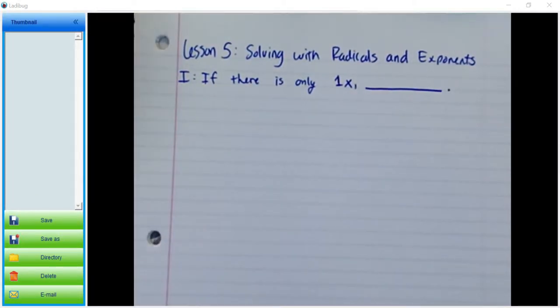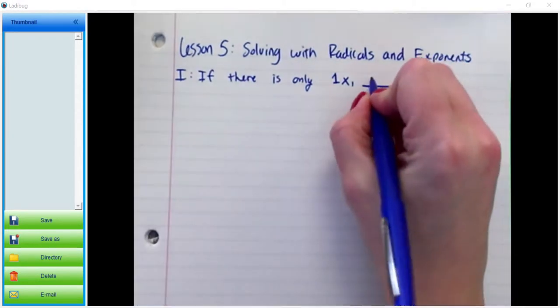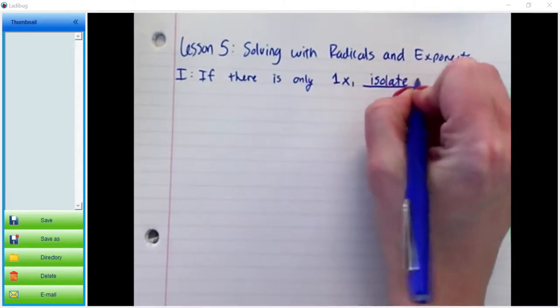Okay, so first thing we're going to do, we have two categories we're going to look at. The first category is if there's only one x in the equation, how do you solve? It's a general description. If you see only one x in the equation, what do you do to find x? Starts with an I. You did a lot of this in Algebra 1. I, S, Isolate. Yes.